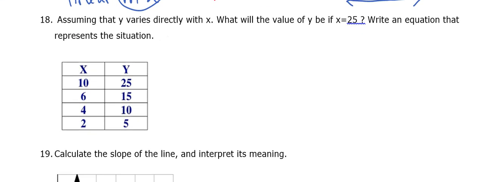Number 18, assuming that y varies directly with x. So in other words, they are proportional. What will the value of y be if x equals 25? Write an equation that represents the situation.